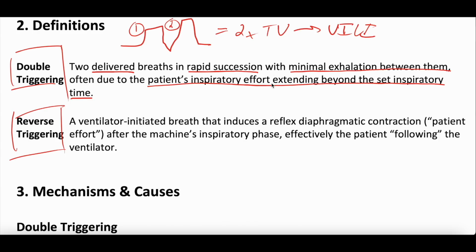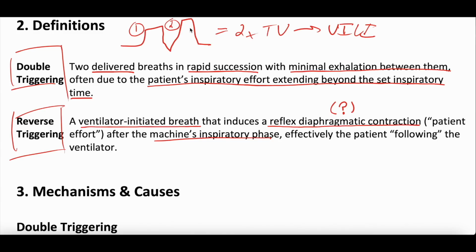Reverse triggering, on the other hand, can look similar, but is from a completely different cause. This is where the ventilator-initiated breath actually induces a diaphragmatic contraction, kind of a reflex. And to be frank, the exact mechanism here is somewhat unknown. This is most likely what is happening, but why and to whom exactly it happens is still very nebulous. After the ventilator gives that inspiratory breath, there's this diaphragmatic contraction reflex. And that then makes the ventilator think the patient is wanting to trigger another breath, and thus it gives another breath. So it looks similar.